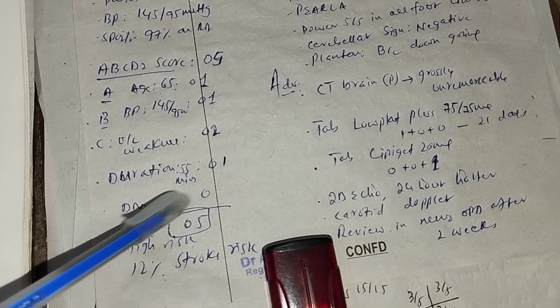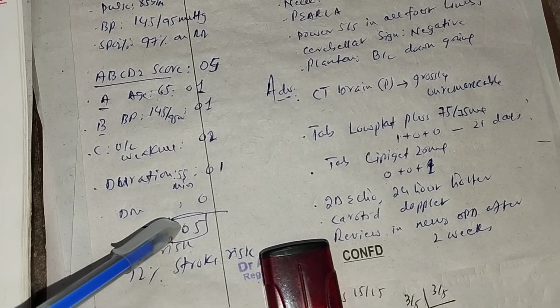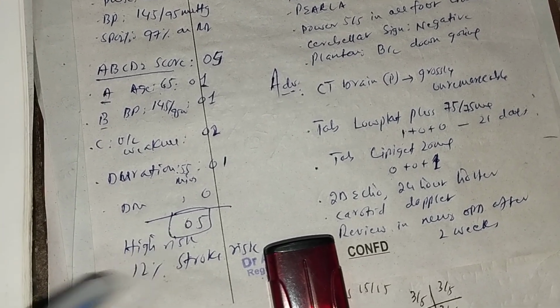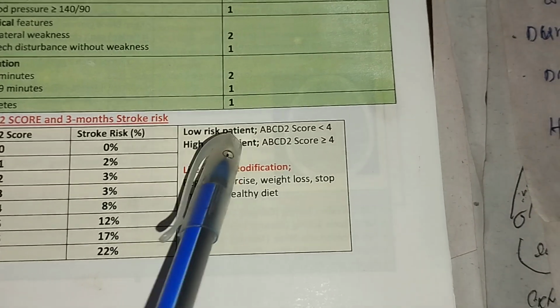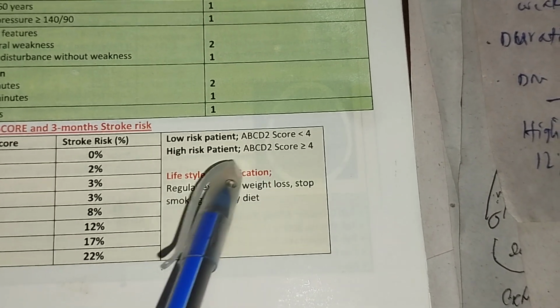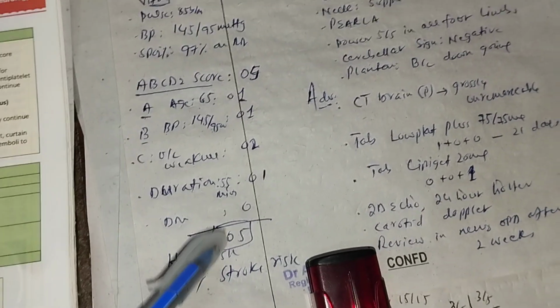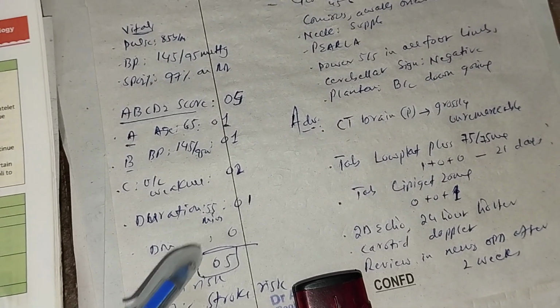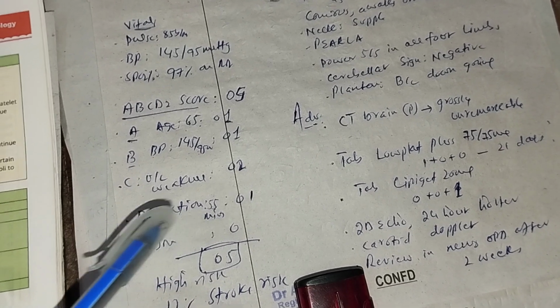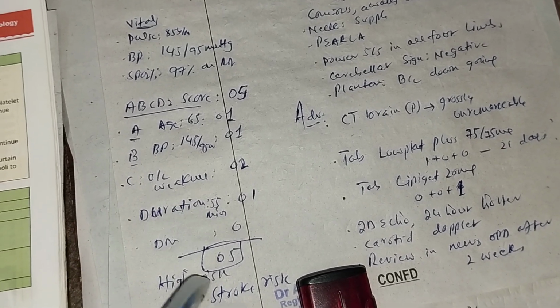If the patient's ABCD2 score is equal to or more than 4, that means a high risk patient. If you can see here, low risk patient is an ABCD2 score less than 4. High risk patient is an ABCD2 score more than or equal to 4. You have to admit this patient because this patient has a high risk or chance that in coming time the patient will have a stroke.